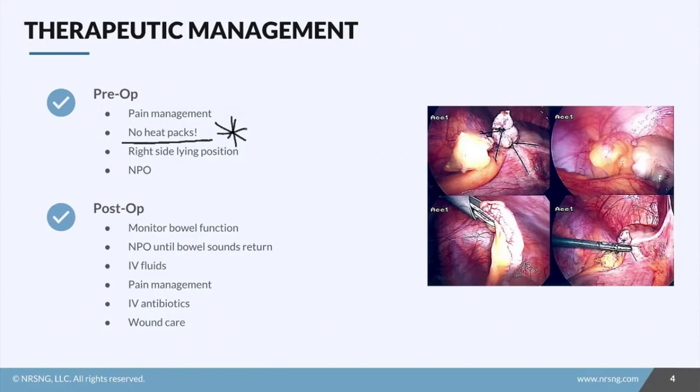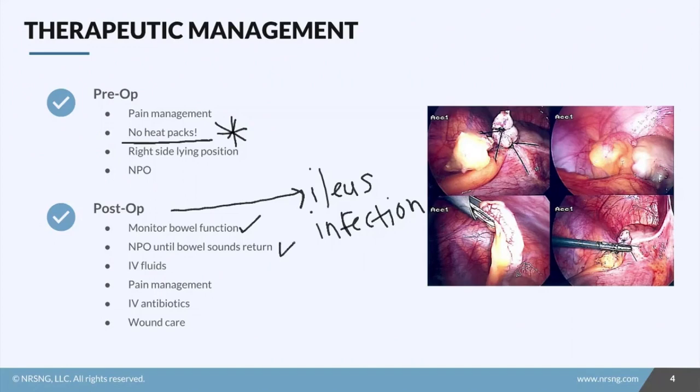Your nursing priorities after surgery are going to be all about monitoring for complications like an ileus and infection. Now remember, an ileus just means that the bowels have not started moving again and they're not working properly. So your nursing interventions for this are going to be focused on monitoring for that bowel function and most likely keeping that patient NPO until the bowel sounds return. Because they're NPO, they're going to need those IV fluids, and you're probably going to keep them on strict I's and O's so you can keep a close eye on that as well.